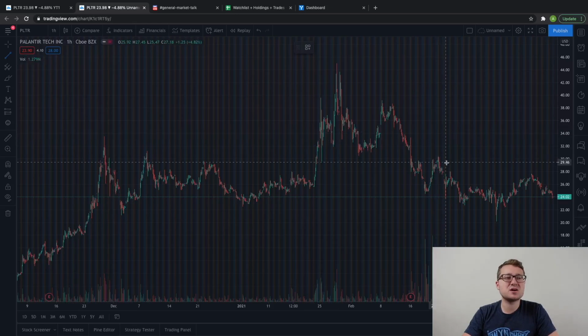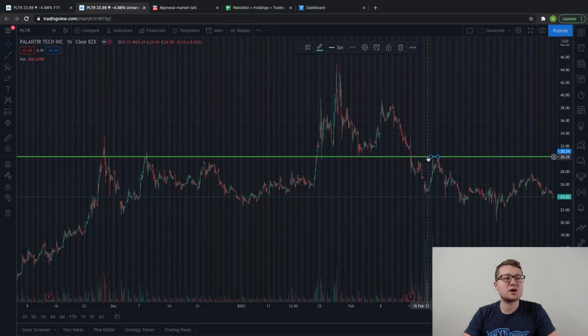So we can see here that there's been a lot of price action right around this $30 per share range. If we draw a horizontal line all the way across the chart here, we can see that we've touched this roughly $30 per share line multiple times in the past. Now there have been some brief spikes above that with hourly candles, but those tend to be outliers.